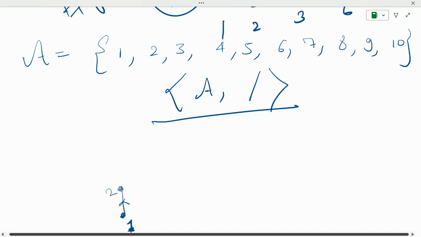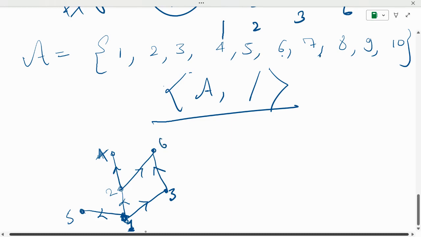Now we have 1, 2 and 3, so 1 divides 3. Now we have 1, 2, 3, 4, so 1 and 2 both divide 4, so we have 4 here. Now we have 5, so 1 divides 5. Now we have 6, so 2 and 3 divide 6. Then we have 7, so 1 divides 7.